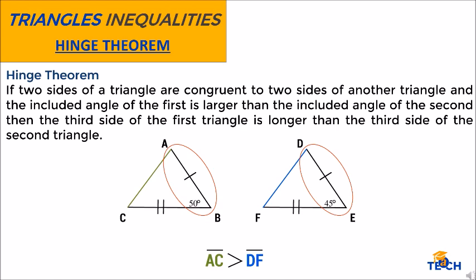Since it was stated above that if the included angle of the first triangle is larger than the included angle of the second triangle, then the third side of the first triangle is longer. So meaning the answer is angle B. Angle B has the longest opposite side, because again, as I have mentioned earlier, the longer the side, the larger the angle.